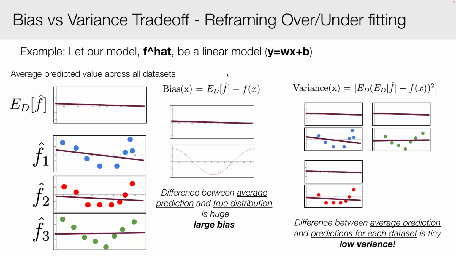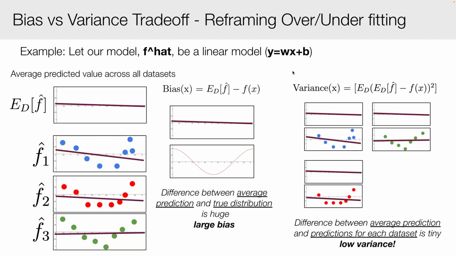So again, the linear classifier is very bad on bias for this specific distribution. Variance, on the other hand, compares the average performance, E_D of F, to all of the other F hats. So we compare the averaged model to each of the individual trained models, take their difference, square it, and take the expectation of the squared difference. In other words, if these 2 models are very similar, the difference would be very small, and therefore the variance would be extremely low.